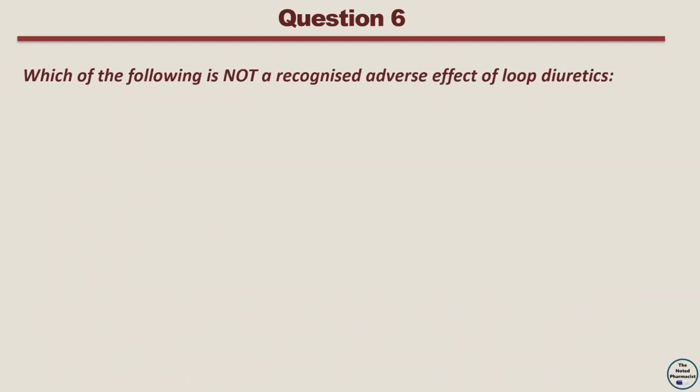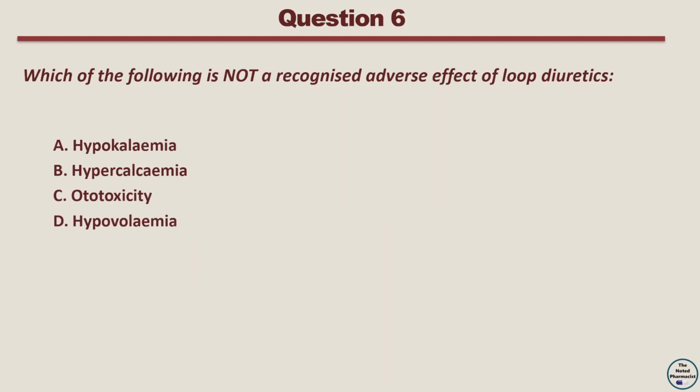Question 6. Which of the following is not a recognized adverse effect of loop diuretics? Option A, hypokalemia. Option B, hypercalcemia. Option C, ototoxicity. Option D, hypovolemia. Option E, metabolic alkalosis.